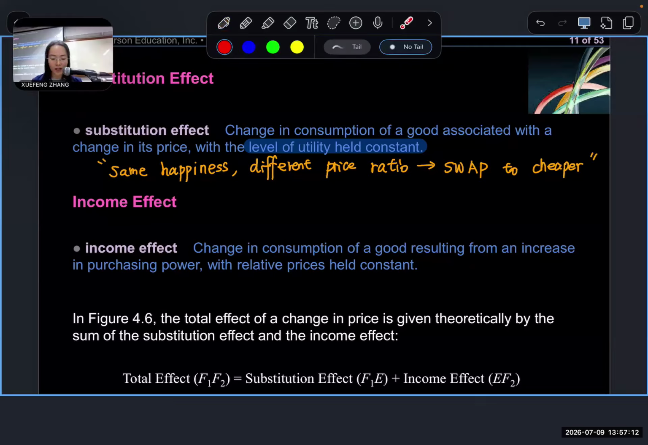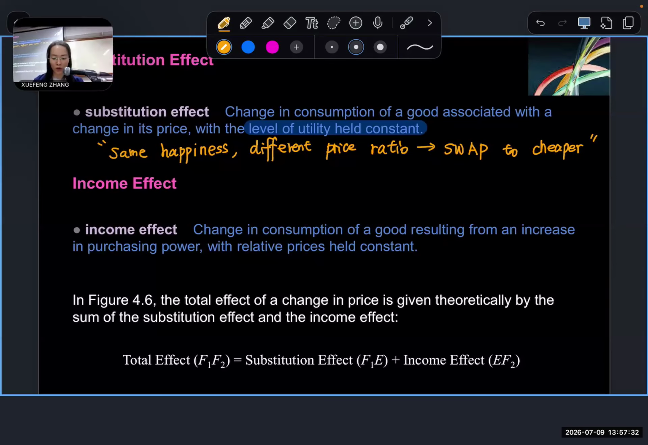How about income? Income effect means change in consumption of a good resulting from an increase in purchasing power, with relative prices held constant. So here, same price, but I feel richer. So I'm gonna buy more overall.